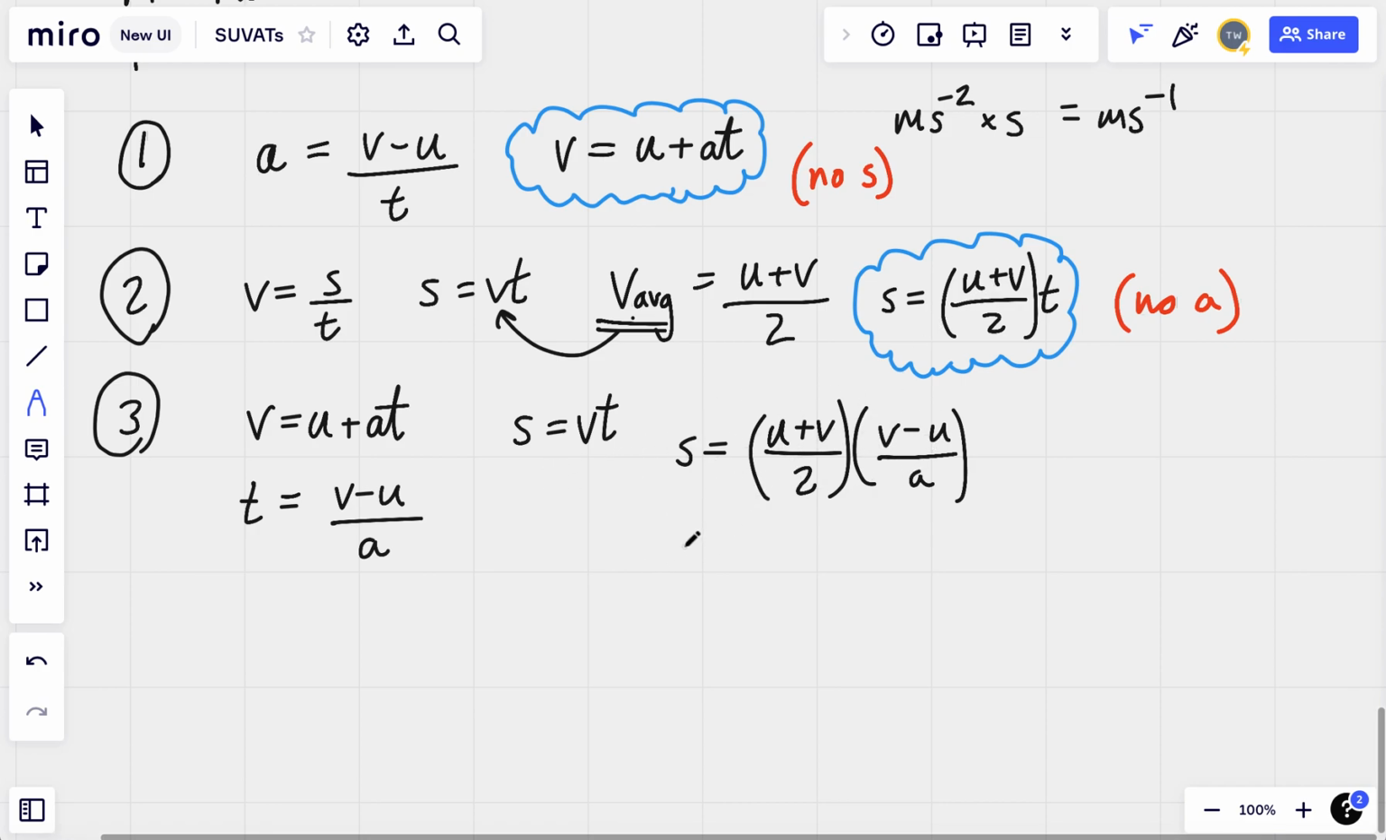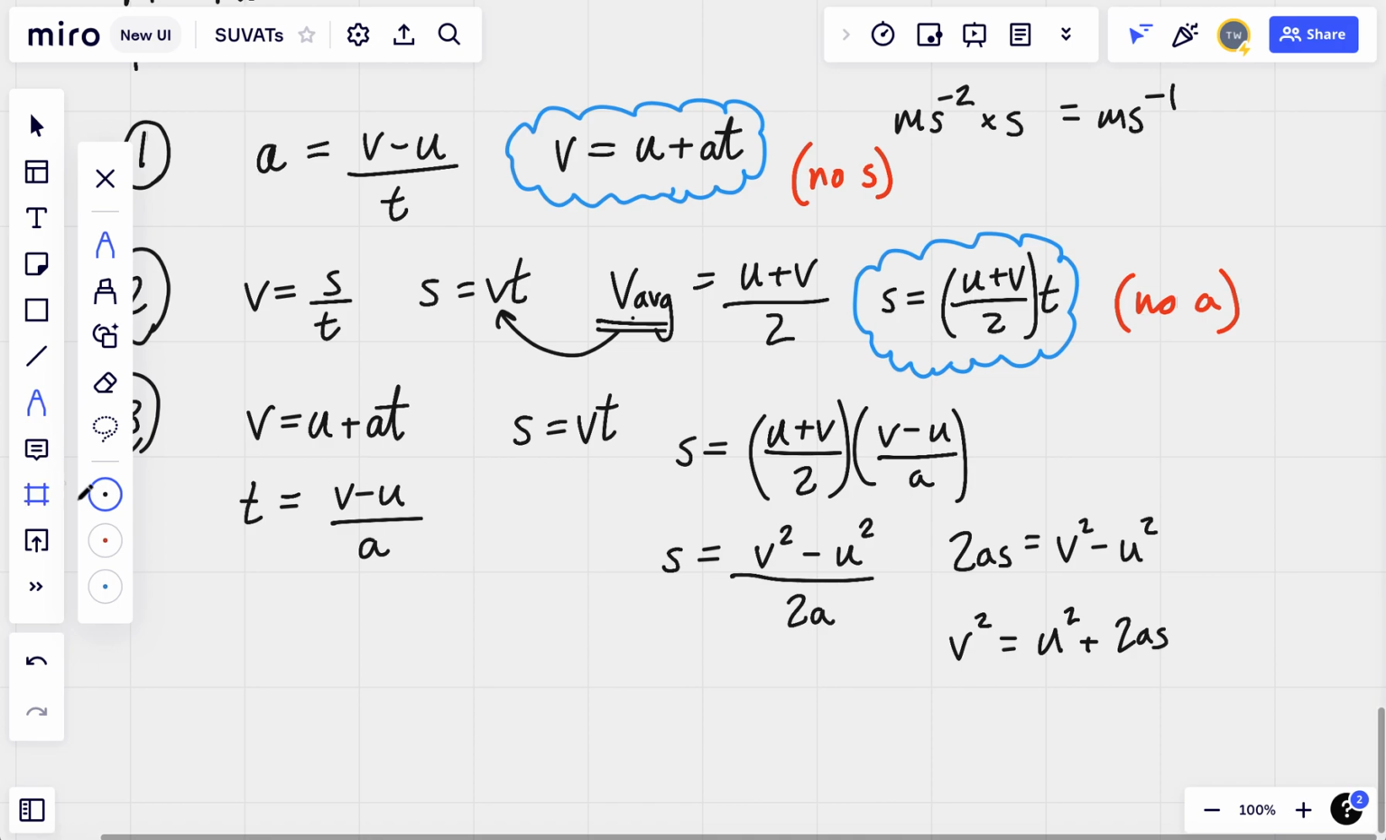Now, if this looks intimidating, let's break it down. The numerator here is (u plus v) times (v minus u). So this is a difference of 2 squares. And so with this, we end up with v squared minus u squared. At the bottom, the denominator, we end up with 2 times a. And then all we do is tidy it up a bit. We times by the 2a on this side. That gives us 2as equals v squared minus u squared, which I can then write as v squared equals u squared plus 2as. And that is our third SUVAT.